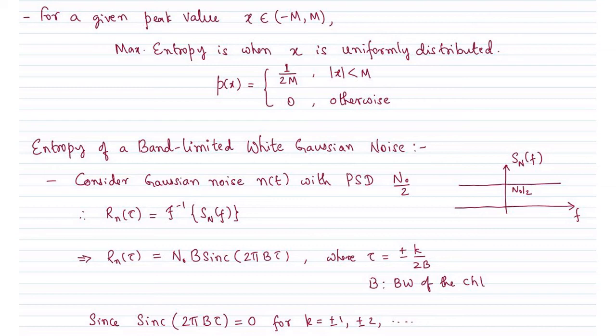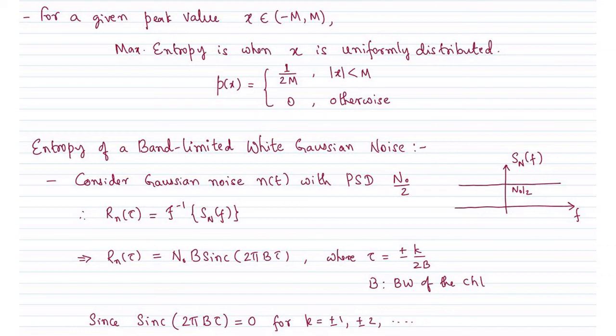So we can consider Gaussian noise n of t with power spectral density N naught over 2, where the power spectral density of a white Gaussian noise is flat.